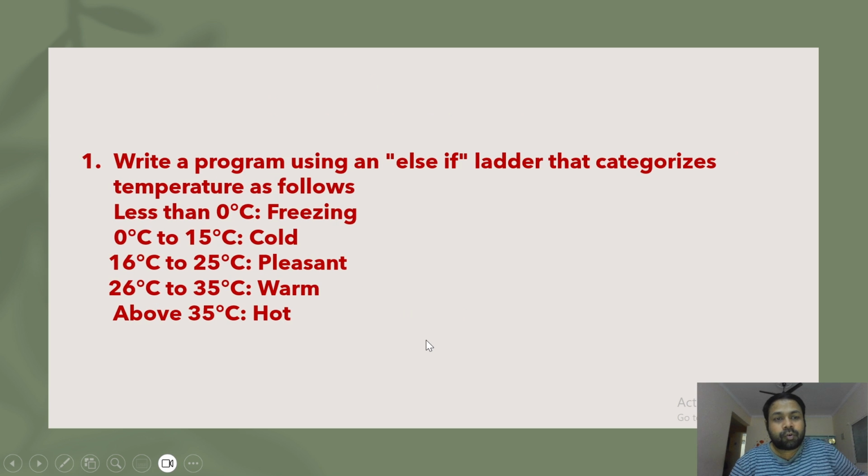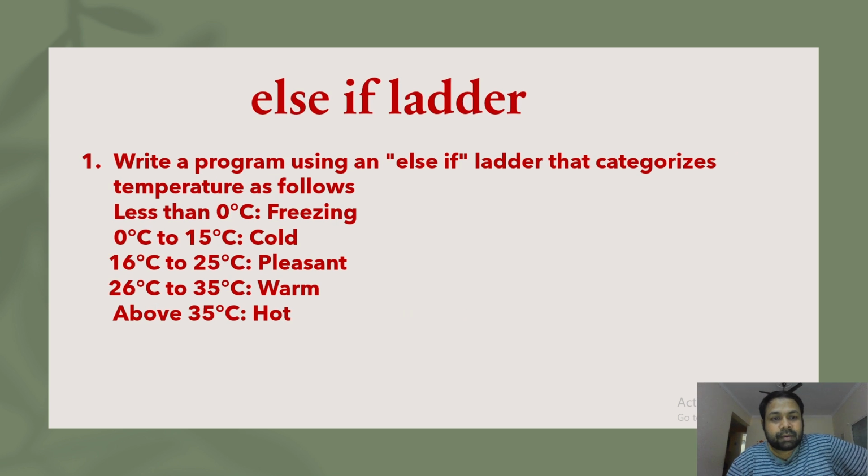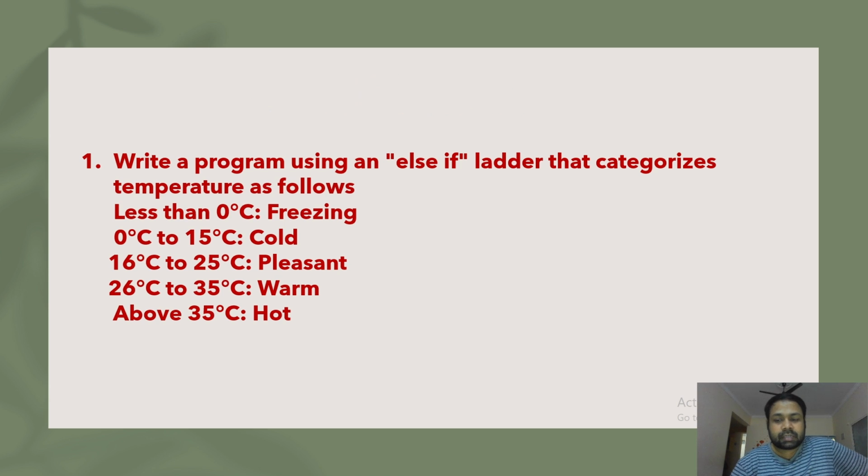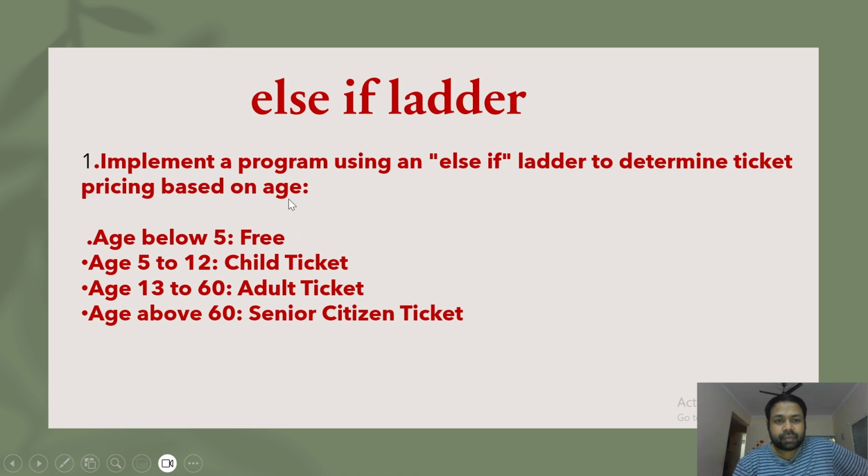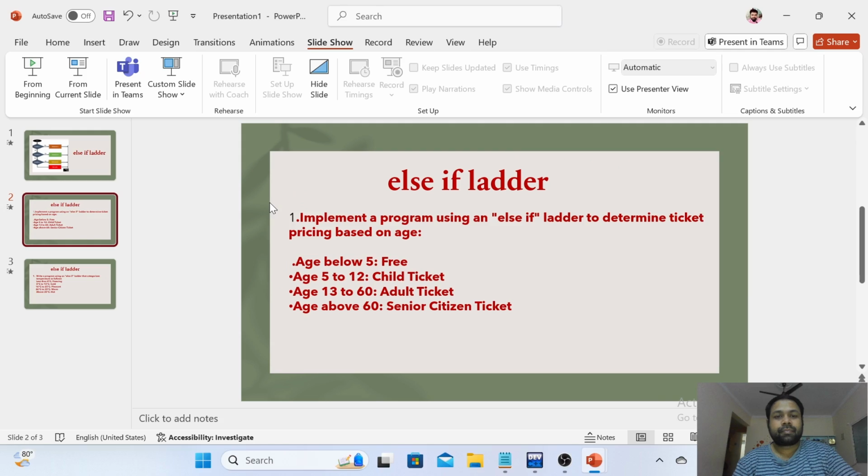I'll have one more example here. This is one more example I am taking. First, let us complete this previous one about the ticket messages. What we have to read here is age.